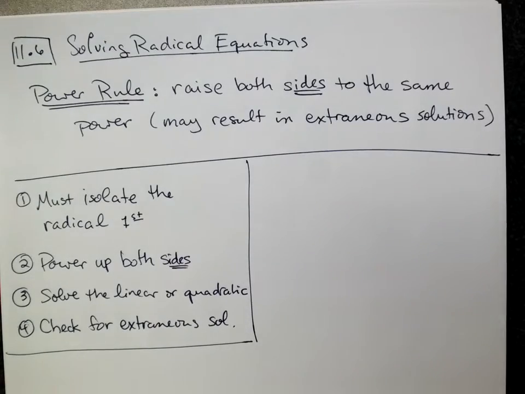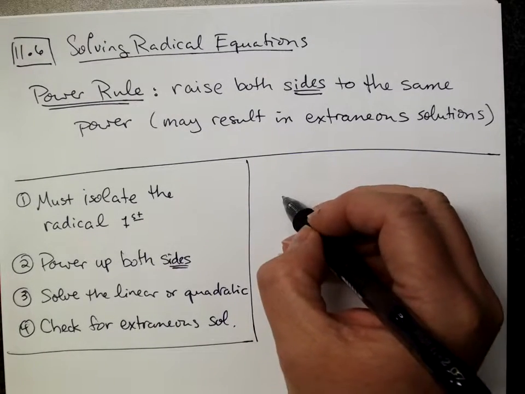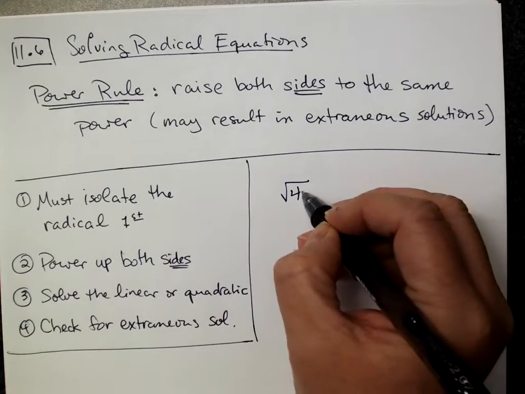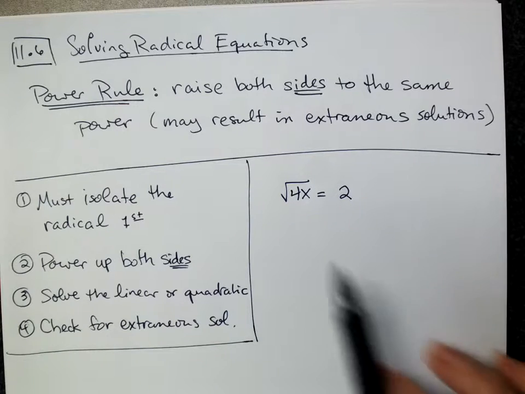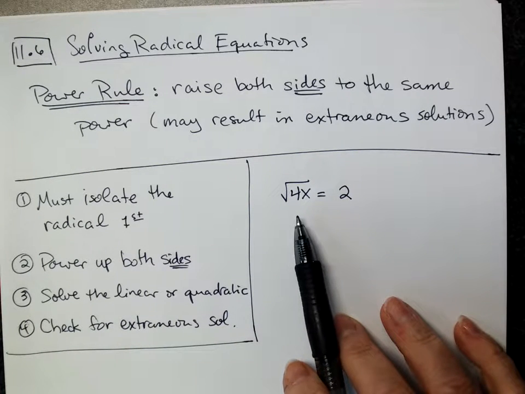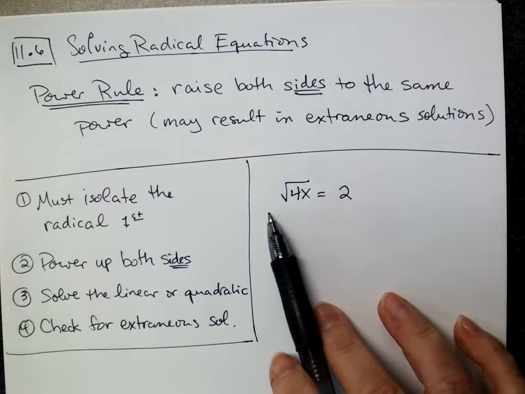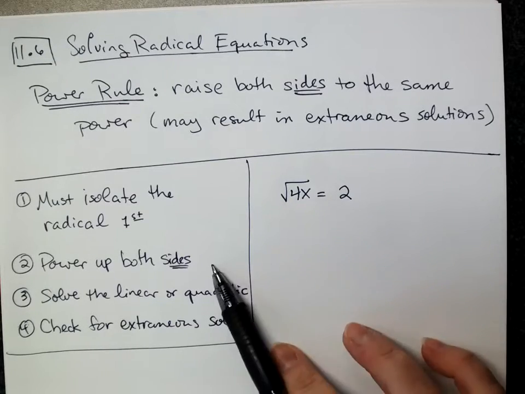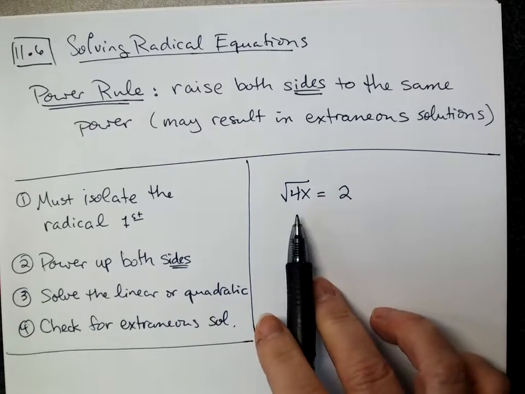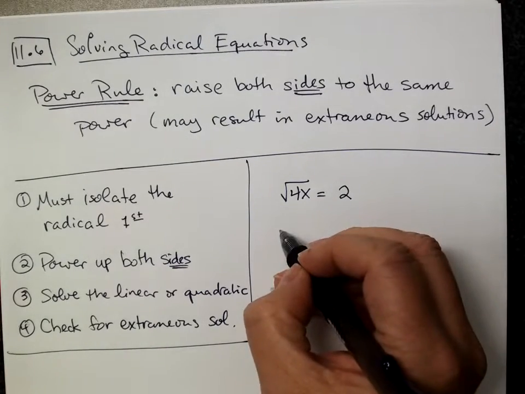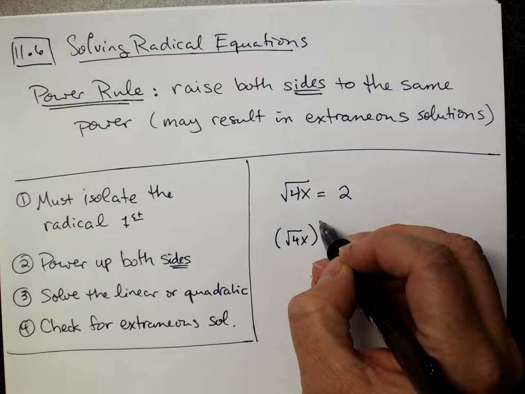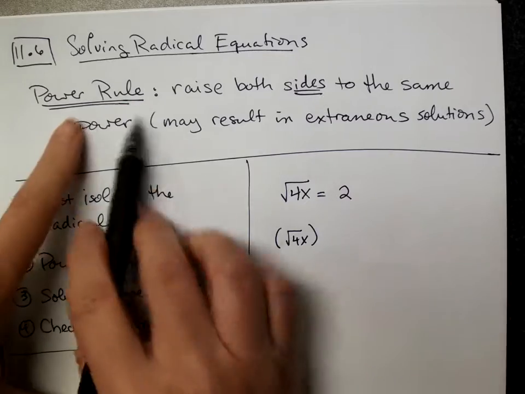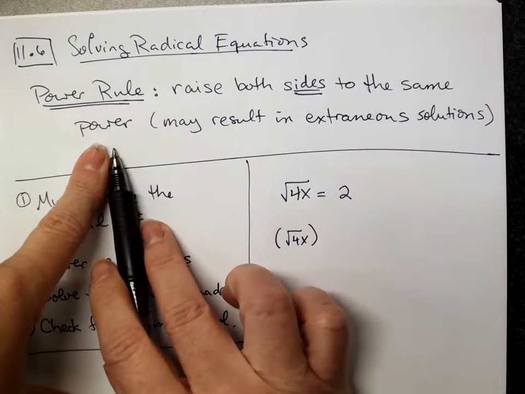Okay? So, to get you started, very basic one, let's say square root of 4x is equal to 2. Is that radical isolated? There's nothing added or subtracted to it. There's no coefficient. So we're ready to power up both sides. If we want to get rid of a square root, what do we do to both sides? Oh, no, don't overcomplicate this. The power rule says raise both sides to the same power.